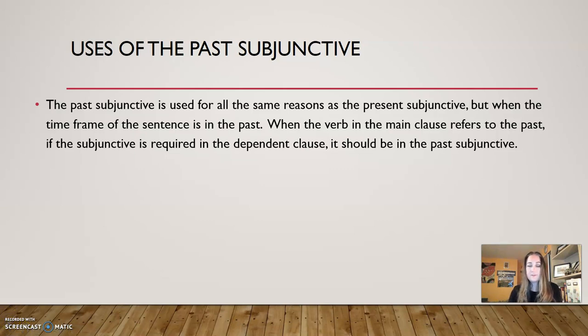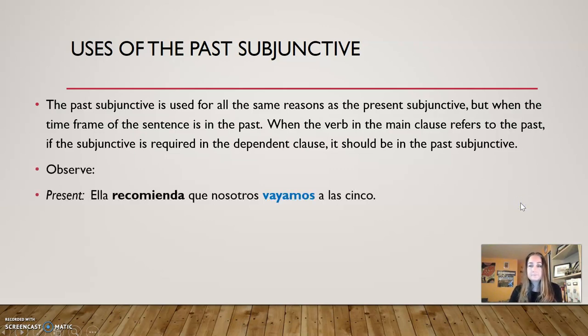Let's take a look at a couple of examples of that. So, in this sentence, we see the present tense in the main clause and the present subjunctive in the dependent clause. Ella recomienda que nosotros vayamos a las 5. She recommends that we go at 5 o'clock. The second clause is in the subjunctive because the first clause is expressing a recommendation.